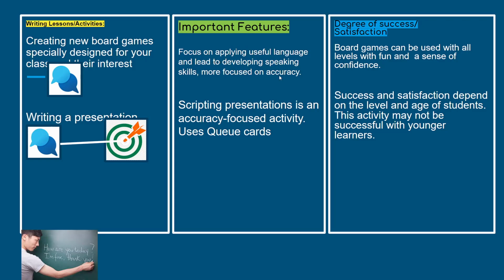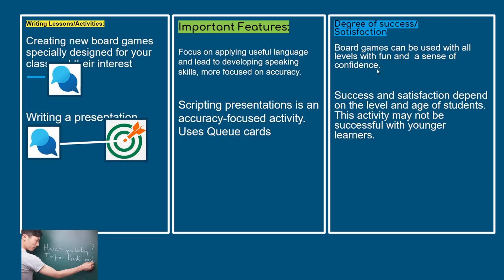So that leads to developing speaking skills more focused on accuracy. I put fluency here for speaking skills for accuracy, but for the writing skills it'd be more of a fluency thing. You probably have a point and form, where you wouldn't have full sentences. Board games can be used with all levels, are fun, and give you a sense of confidence.